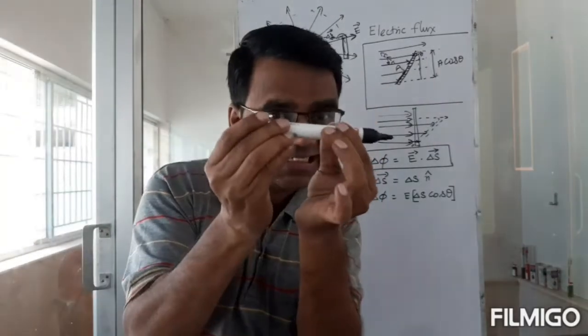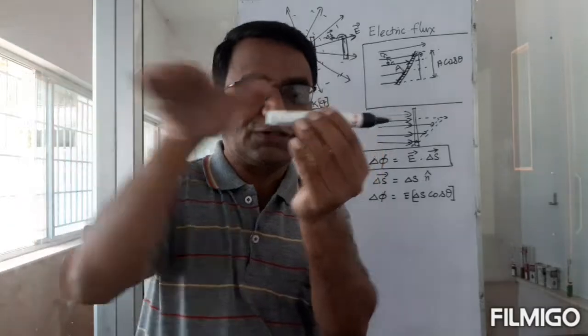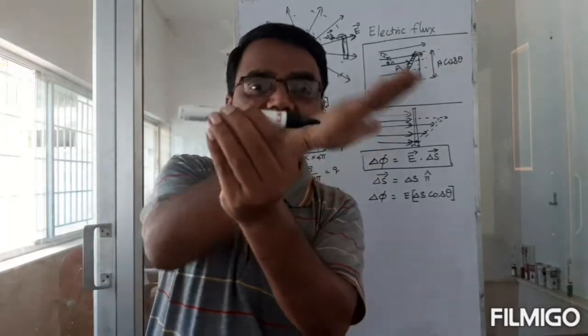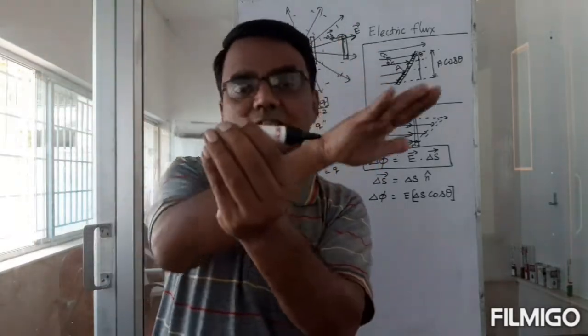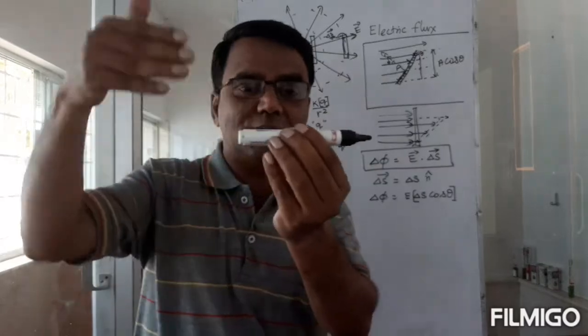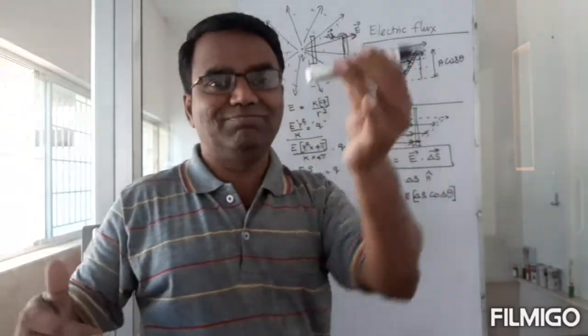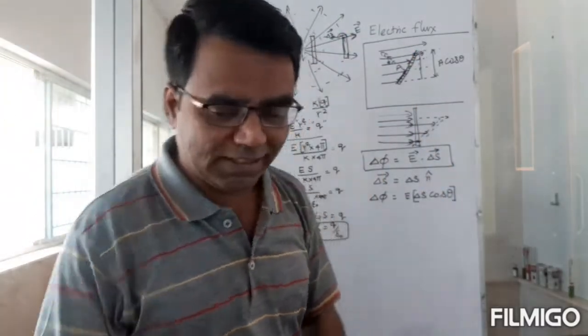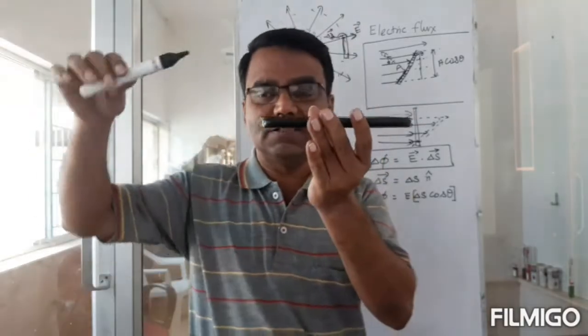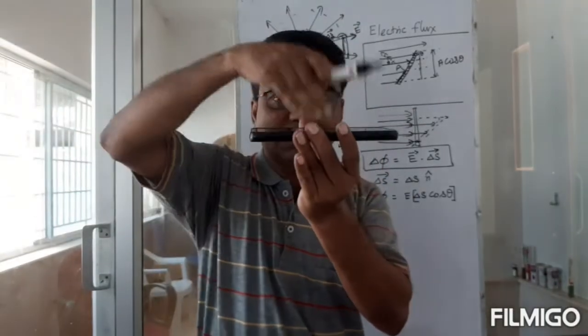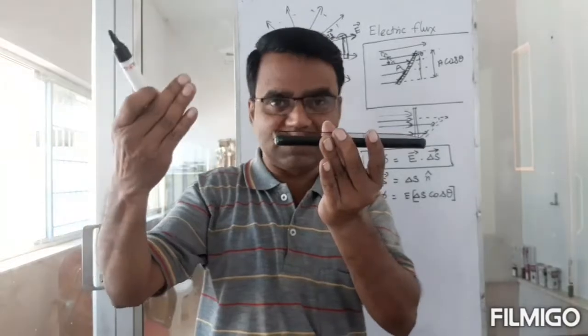And if it is like this, then all the lines will just graze over the area, but nothing will go through the area, right? If I keep the phone like this, which line is going through that area? No line. No flux goes through it.